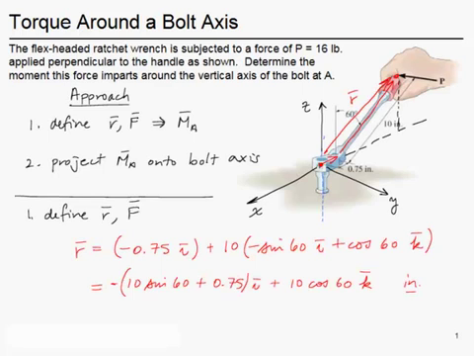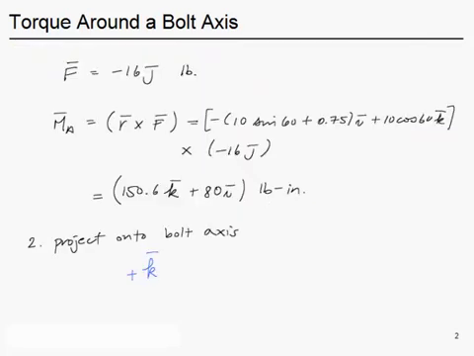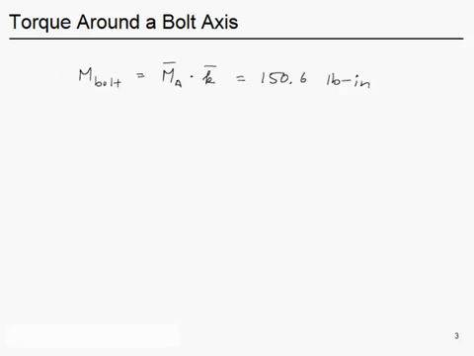This was a problem where we were faced with a little bit of a choice up front about how to define the coordinate system, and we talked a bit about how to define it in such a way that made the calculations easier to do. Once we defined the coordinate system as shown, we defined r and F such that we could make our r cross F moment calculation. Once we did that, we had to identify the bolt axis so that we could project that moment around point A onto the bolt axis and find the moment or the torque available to tighten or loosen the bolt. And there's your answer, 150.6 pound-inches.